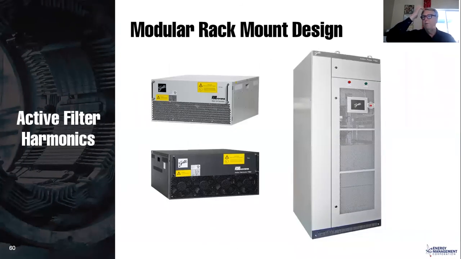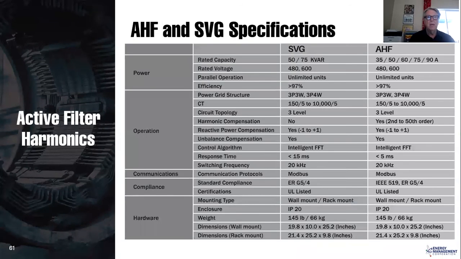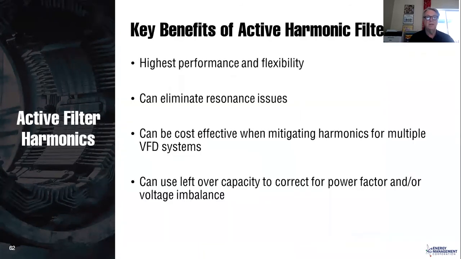If you have larger units, and we're talking here low voltage, we can also do medium voltage at very high levels, but we can put in a rack and put in as many modules as you'd like to get higher current ratings. This is the specifications for the SVG and the AHF, and we'll be sending you a brochure that has all that in it. These are the key benefits of active harmonic filters: highest performance and flexibility. They can eliminate resonance issues.